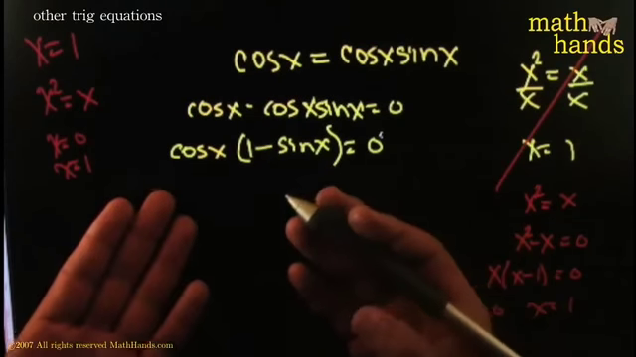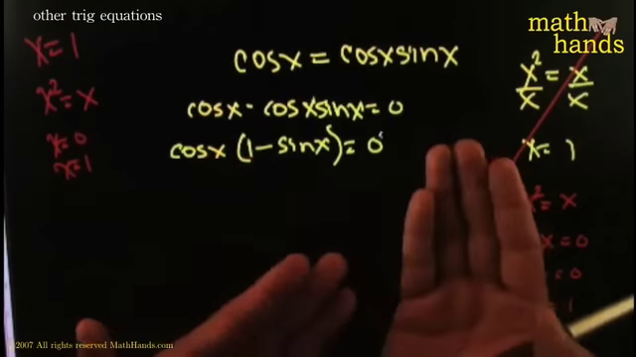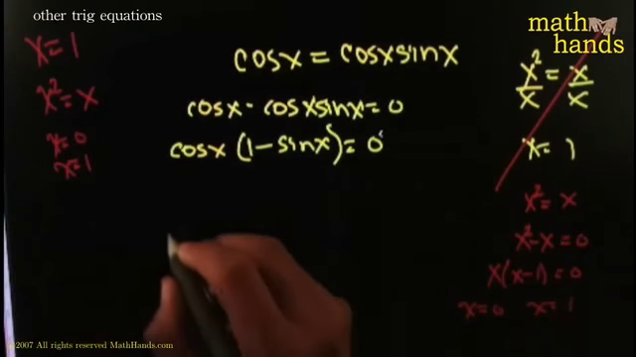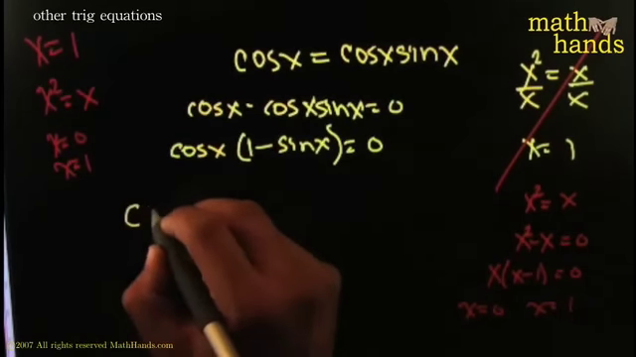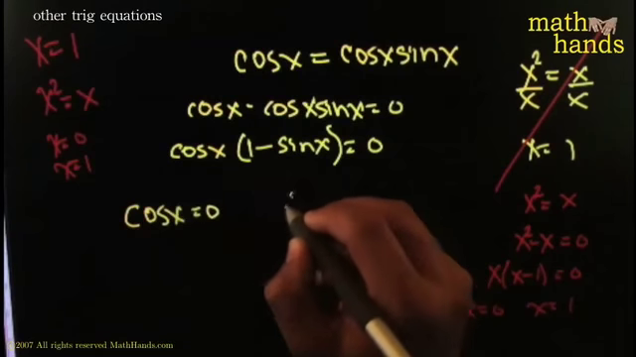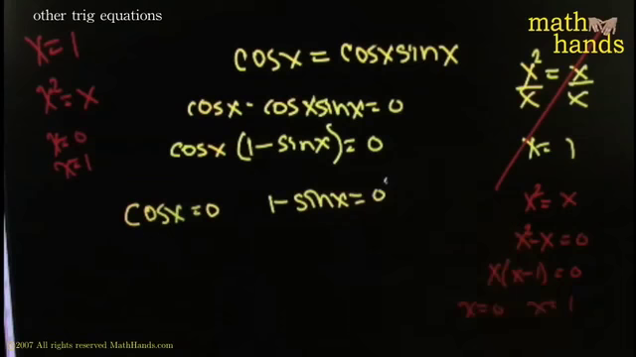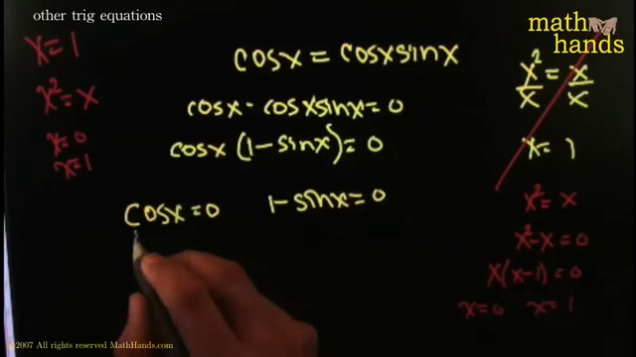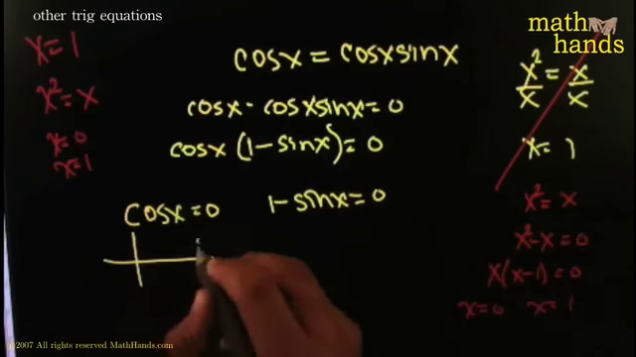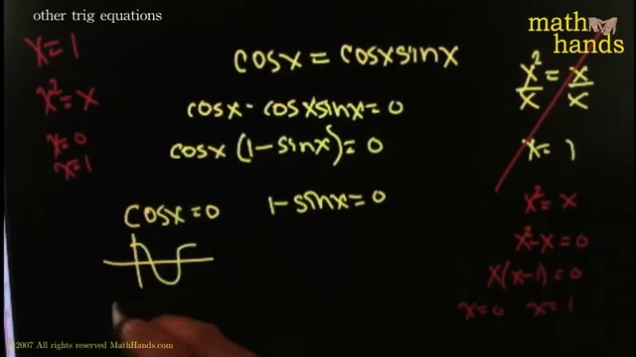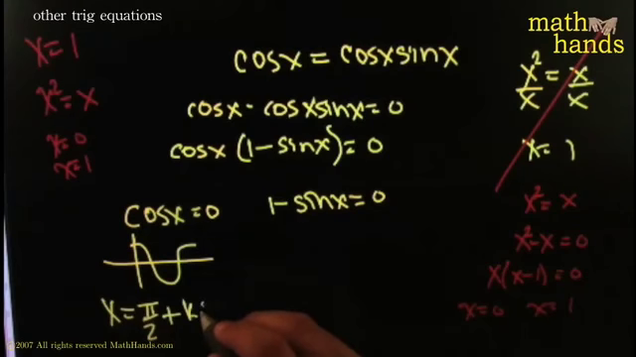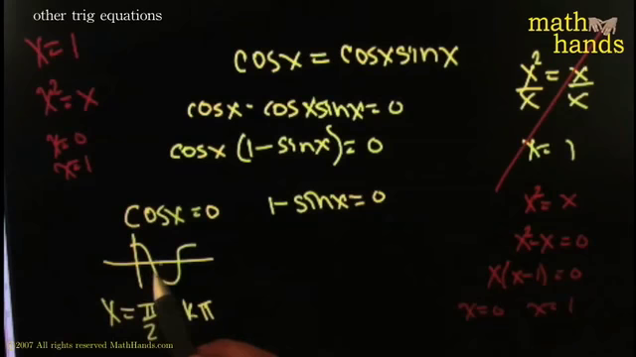And now you've got something times something equals 0, and that's perfect. That's where you want to be, because every time you've got something times something equals 0, you can use the zero factor theorem. So that tells you that either cosine x equals 0 or 1 minus sine x equals 0. And this one, the solutions are easy. Here's your cosine graph. Solutions would be x equals pi over 2 plus any multiple of pi. They're all 180 degrees apart, so these are easy to describe.